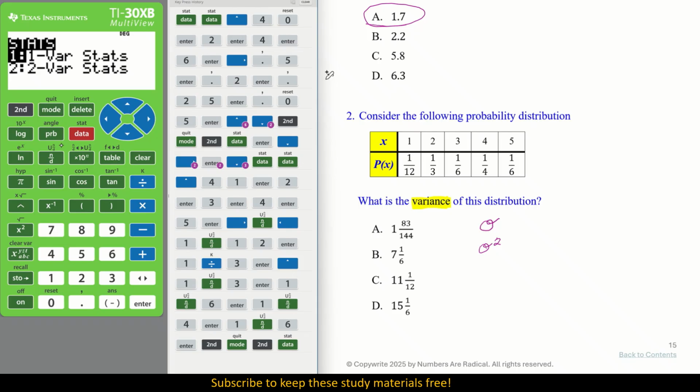Now, second data. All right, we need 1 var. Okay, everything is set up the way we need. So I'm going to enter till we get to calc. Okay. All right, so I need you to arrow down.